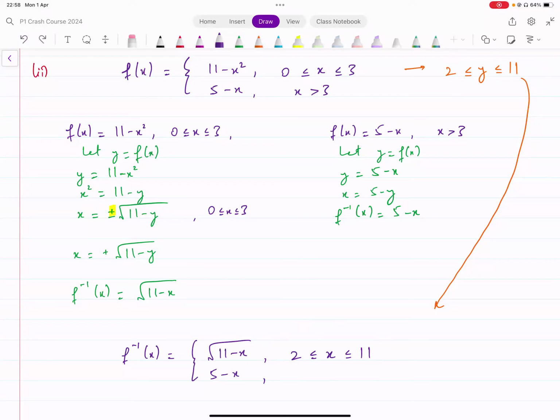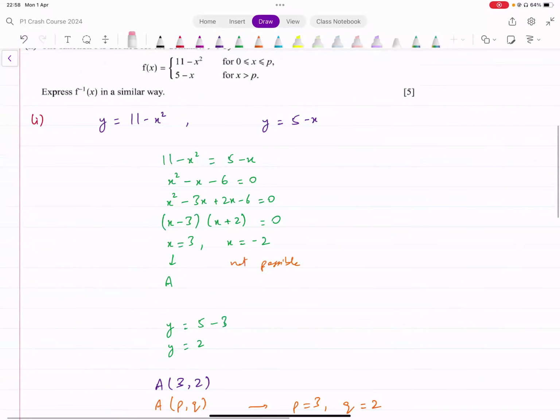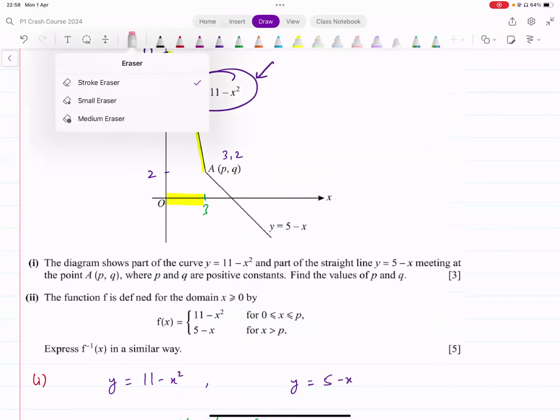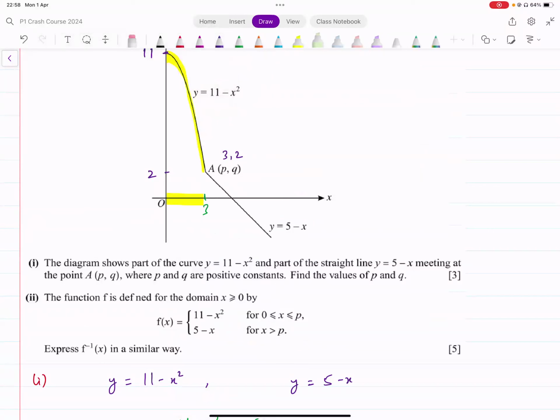Now, similarly, look at what's happening with this other part of the function, which is 5 minus x. Let's look at the graph again. Y equals 5 minus x. So this is the second part of the graph from 3 onward. For 3 onward, this part of the function is valid.